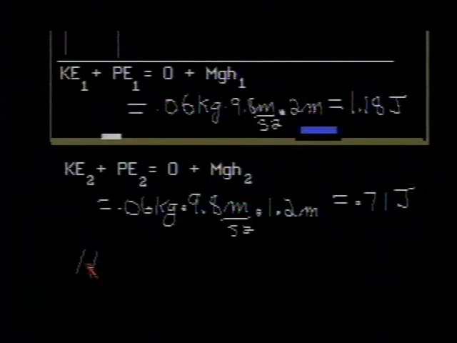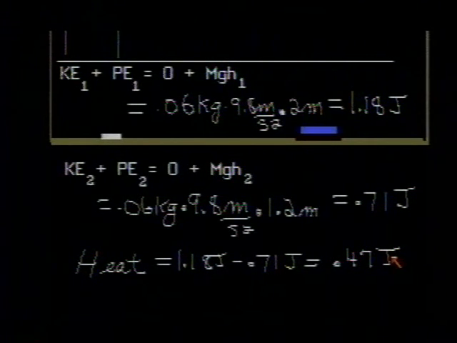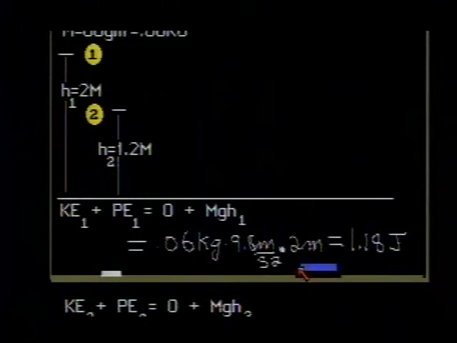So the heat we find by taking the difference, 1.18 joules minus 0.71 joules, and that difference turns out to be 0.47 joules. That's the heat lost. That's the solution to our problem, a fairly simple problem.